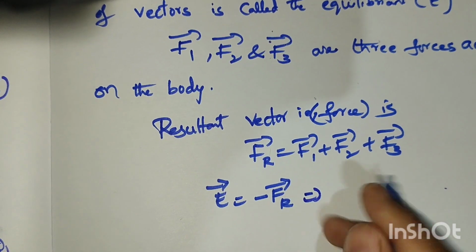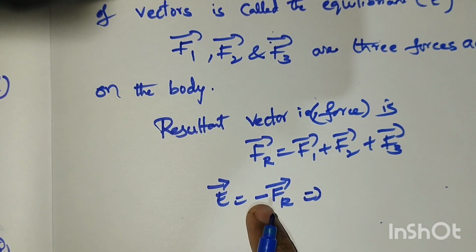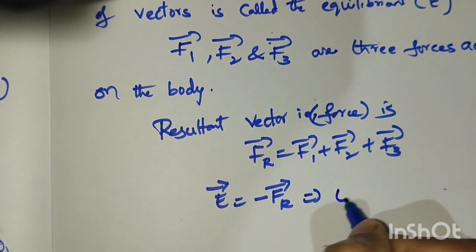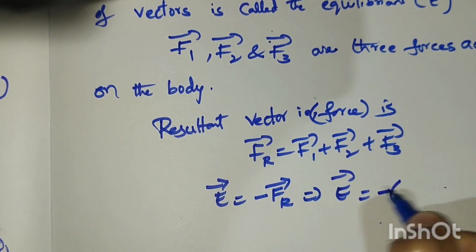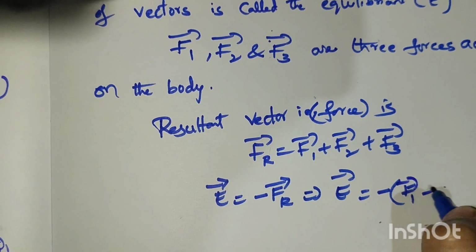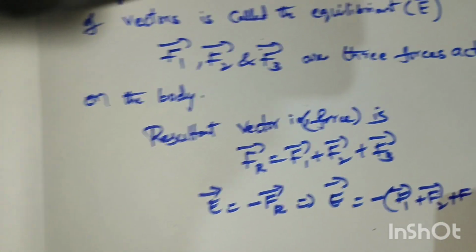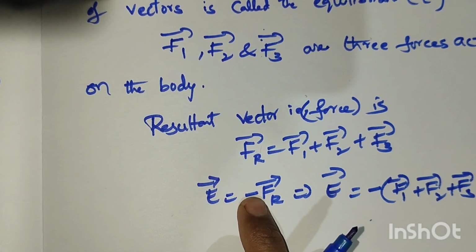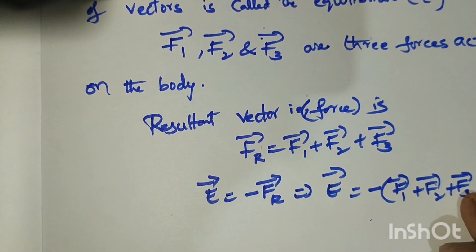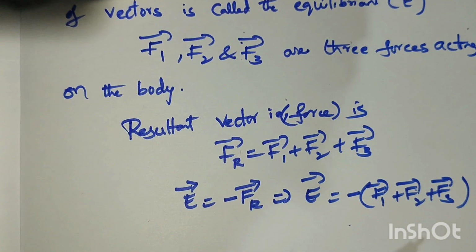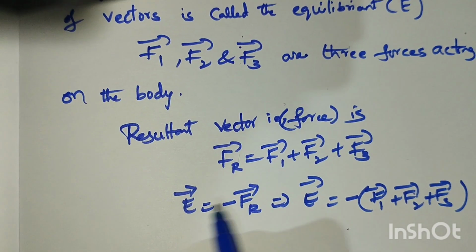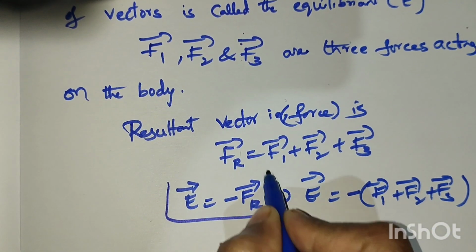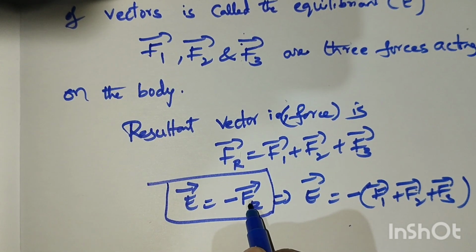So this can be said as the negative vector of the resultant of a number of vectors is called equilibriant. So E bar is equal to minus Fr bar, that is minus of F1 bar plus F2 bar plus F3 bar. Just remember that the negative vector of the resultant of a number of vectors will be called equilibriant, that is E bar equal to minus Fr bar.